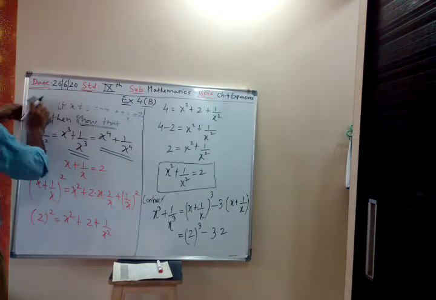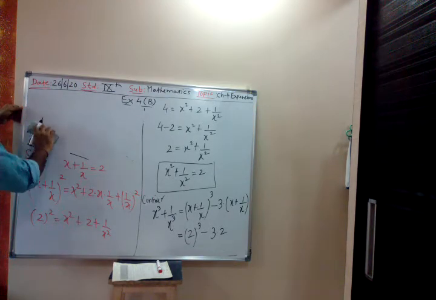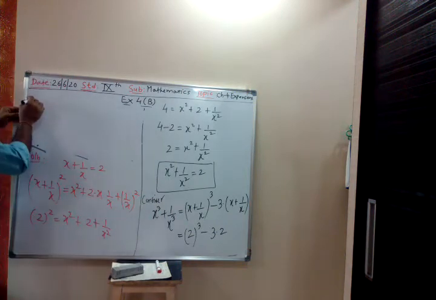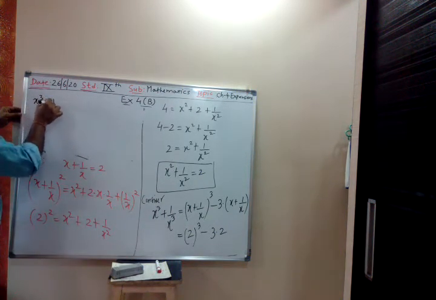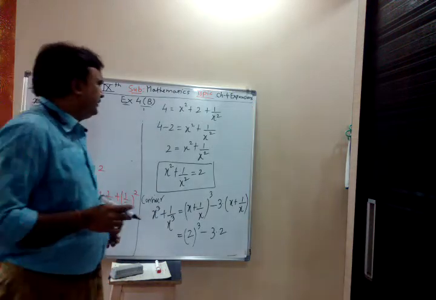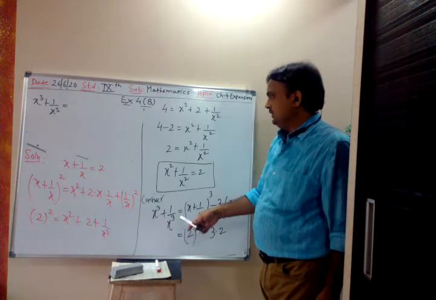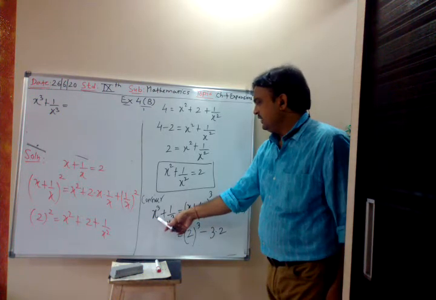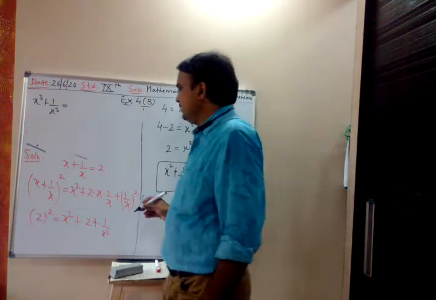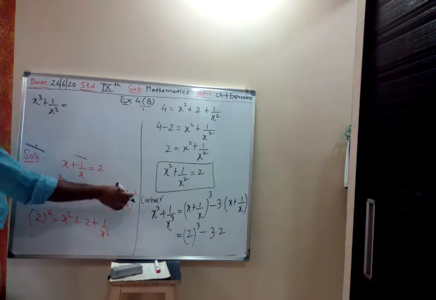So now x cube plus 1 upon x cube, we'll see. X cube plus 1 upon x cube, where? There. Above, consider. So x cube plus 1 upon x cube is 2 cube.